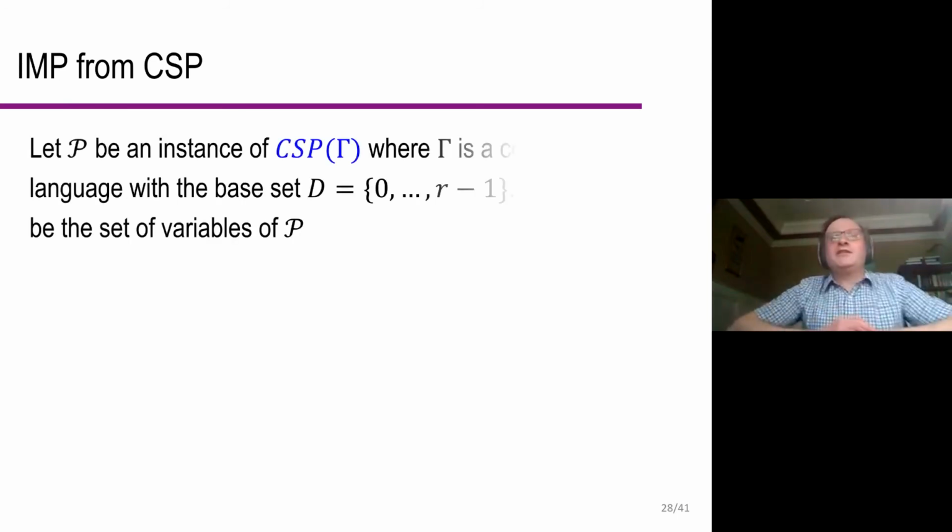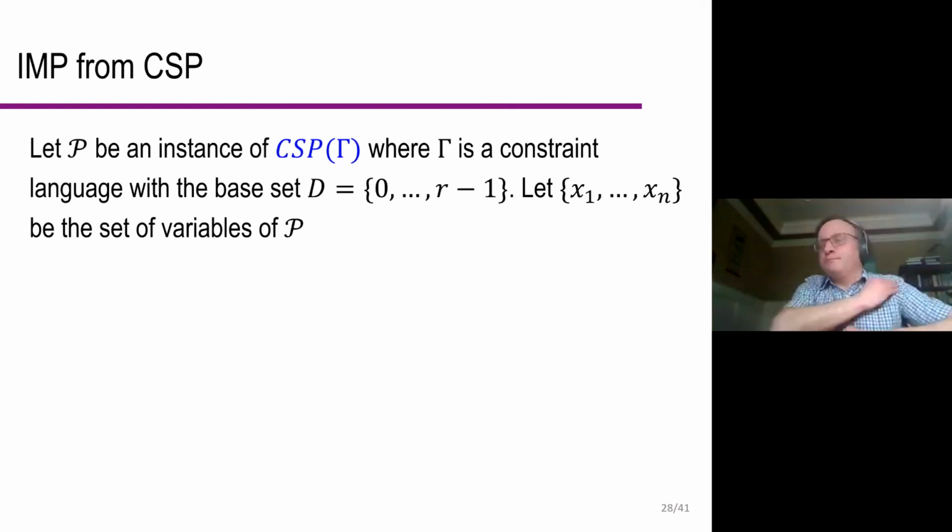Okay, so let us start with an instance of a CSP. So we have a constraint language gamma. Let's assume that its base set is the set of numbers from 0 to r minus 1, whatever it is. Since we're going to use polynomials, we have to use numbers. We cannot use just any elements; they have to be numbers. And if we want to use real polynomials, they have to be real numbers, at least. So suppose the base set is just the initial segment of natural numbers from 0 to r minus 1. Suppose we have a bunch of variables of that instance. So what are we going to do?